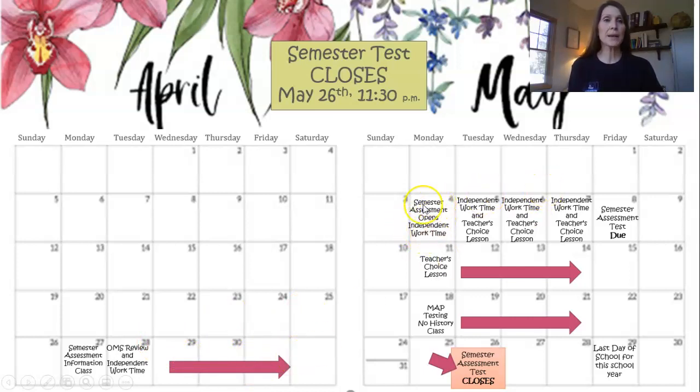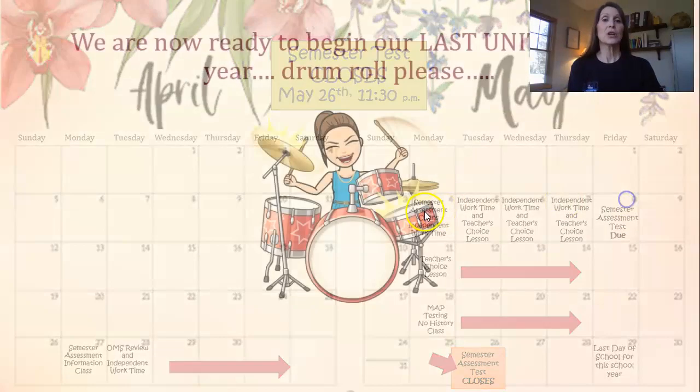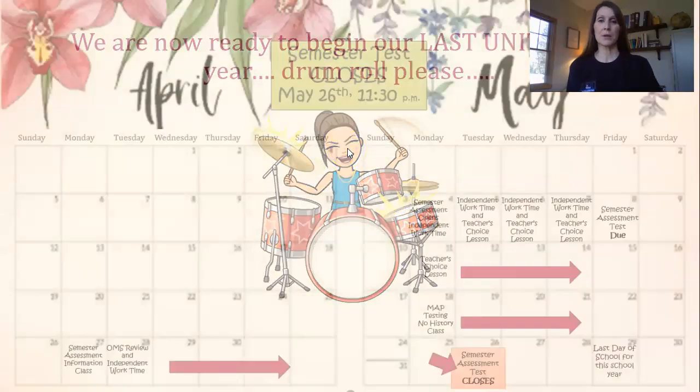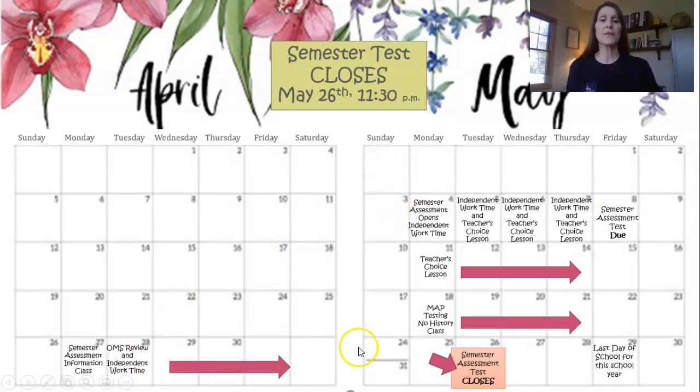And then on Monday, May 4th, the semester assessment actually opens. You do not need to complete it then. It is not due until Friday the 8th right here, okay? So you have, oops, sorry about that. Let me go back there. You have all of this week and all of next week to complete your semester assessment study guide, okay? We're going to talk about that here in a minute. The semester assessment is actually not due until May 8th. It will not close until May 26th.